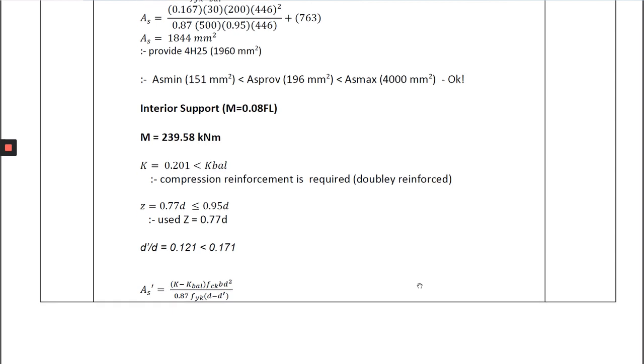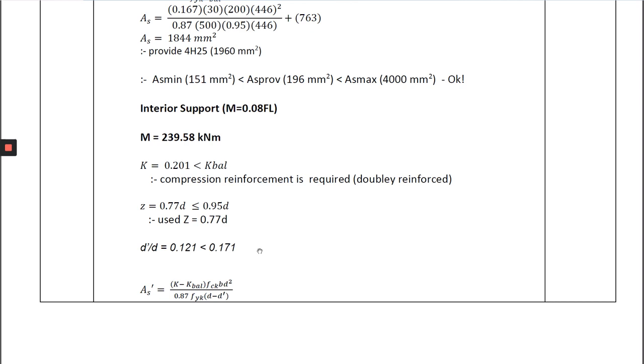Next process, you have to calculate for the interior support. So the K is also doubly reinforced. So I'm using this formula. You may use both formulas, either d prime over x or d prime over d. I'll get the same condition, but the ratio is d prime over d is less than 0.171 or more than 0.171. In my case here, d prime over d is equal to 0.121, less than 0.171. So I show to you both methods that we can use in order for us to determine the calculation of AS.